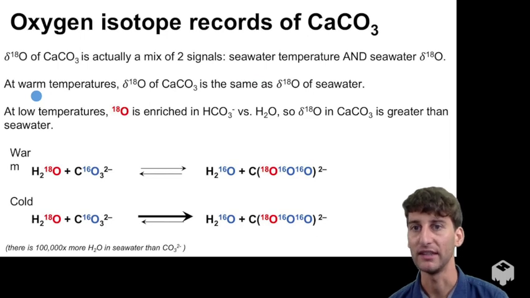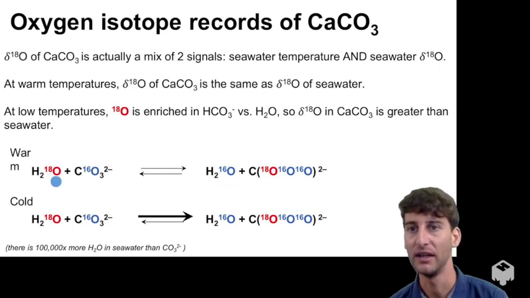At warm temperatures, the delta 18O of calcium carbonate is the same as the delta 18O of seawater. There's sort of this forward and reverse reaction between water and carbonate ion. So you can see here on one side of the equation you have the 18O in the oxygen. On the other side, you have it associated with one of the three oxygens in the carbonate ion. Anyway, these reactions go forward and back, and they interchange. So there's no difference in where this oxygen 18 sits.